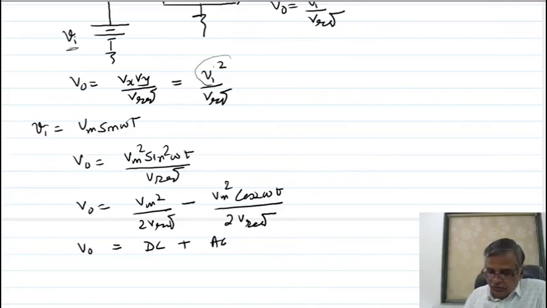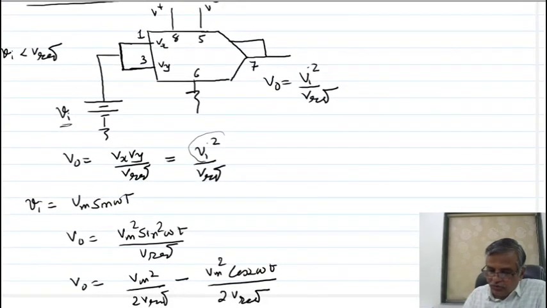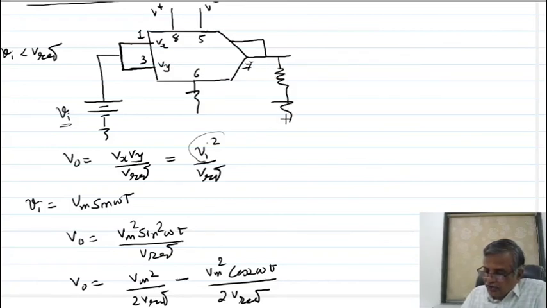DC and AC terms in the output. So in this way you can obtain the square, and if you want to get the output across some voltage, then what can I do? I can connect here some load, RL, and I will get the output VO, which is nothing but Vi square upon V reference.